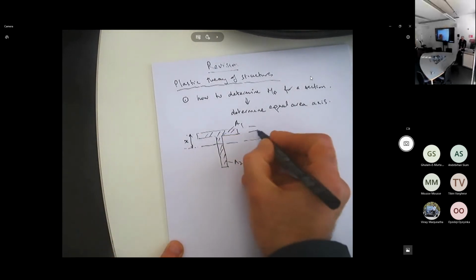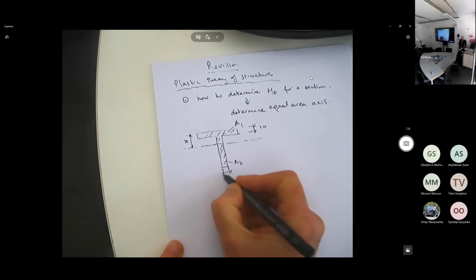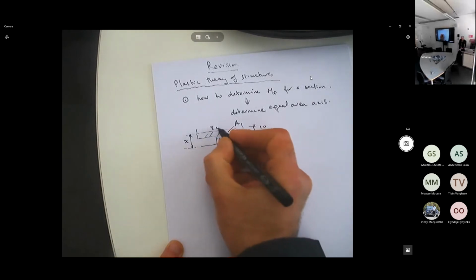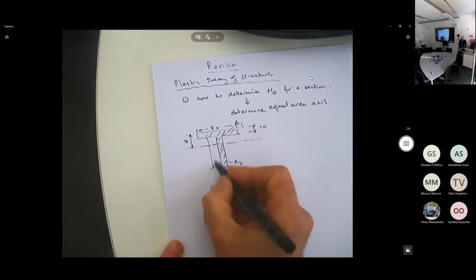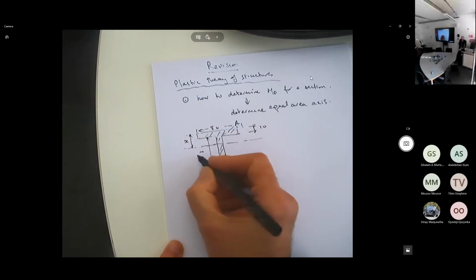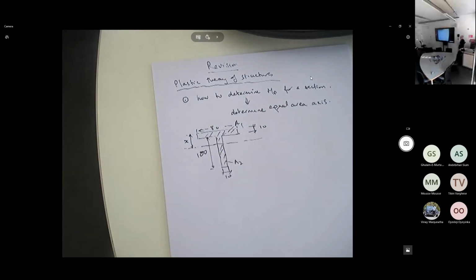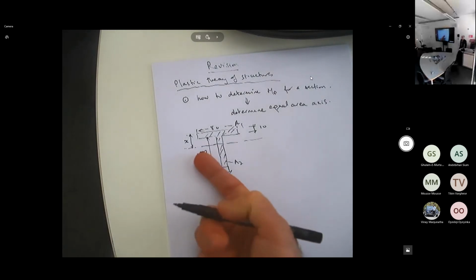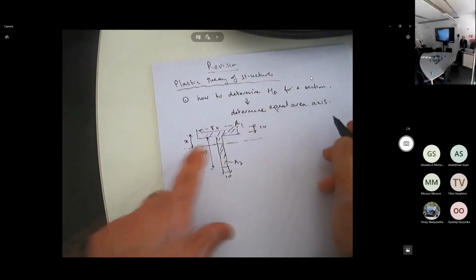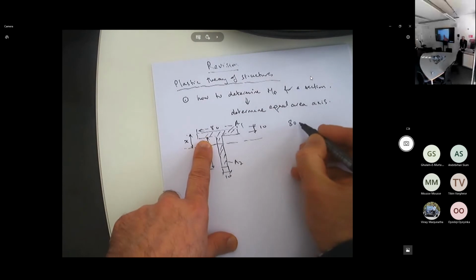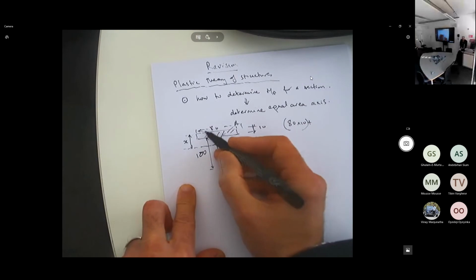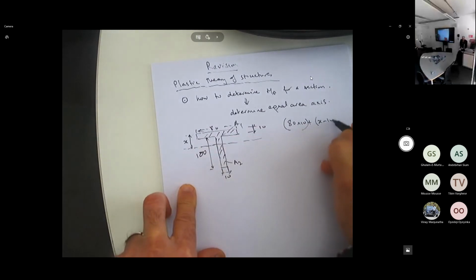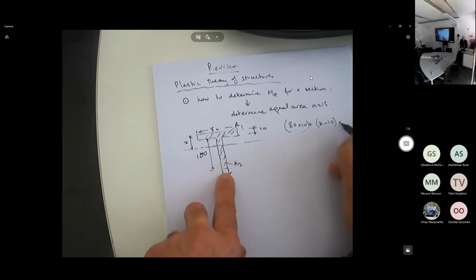Let's say this is 10, and this is, for example, 80 here, and let's say the depth is 100. So you know everything, and you can determine X from this, because you can say 80 times 10 plus (X minus 10) times 10, you agree?